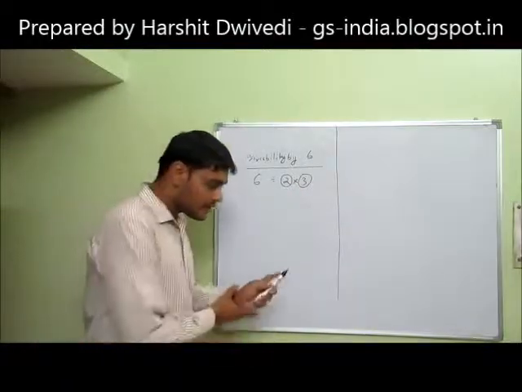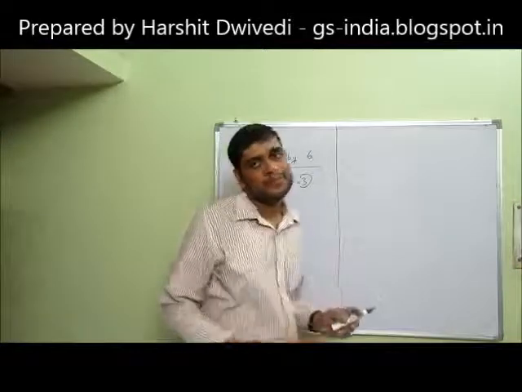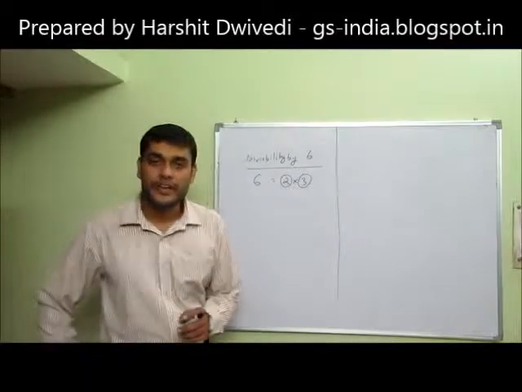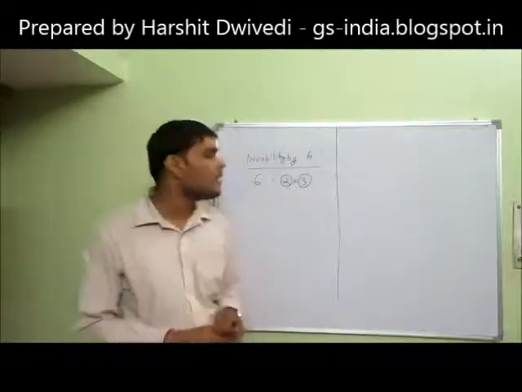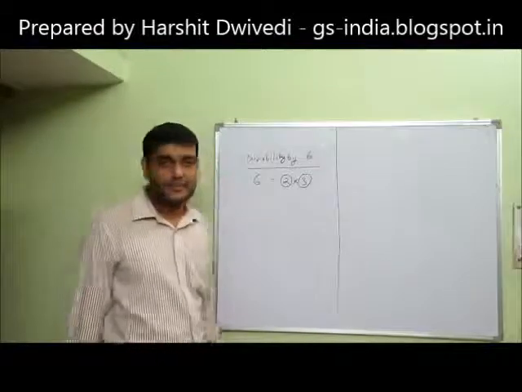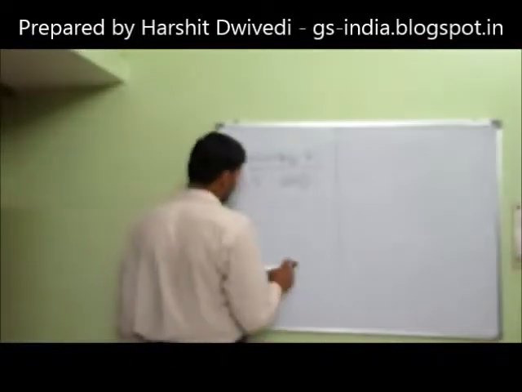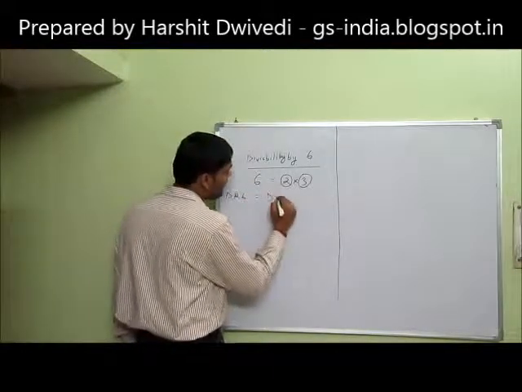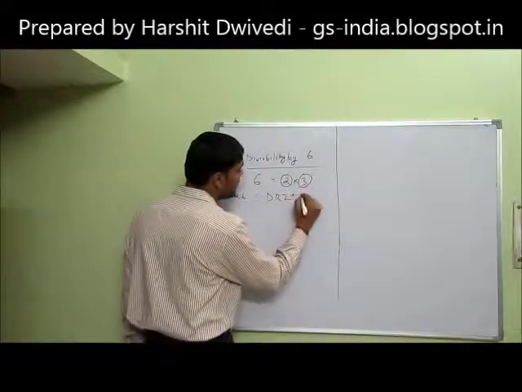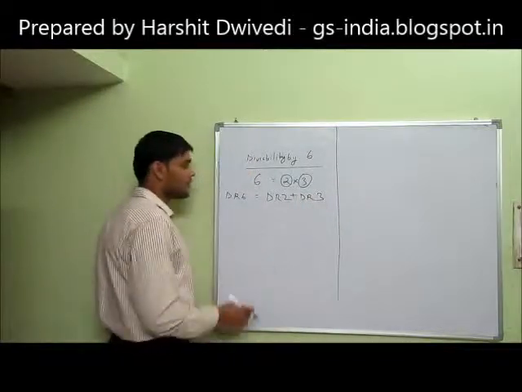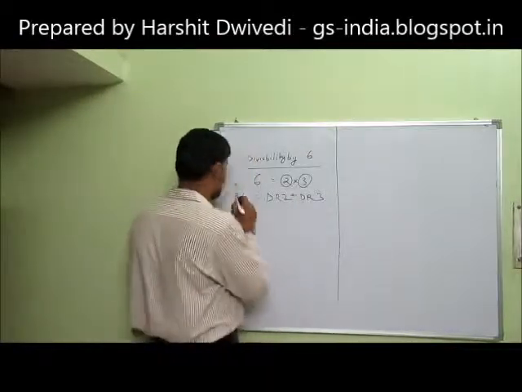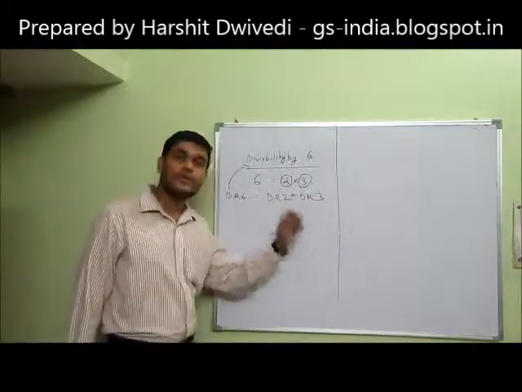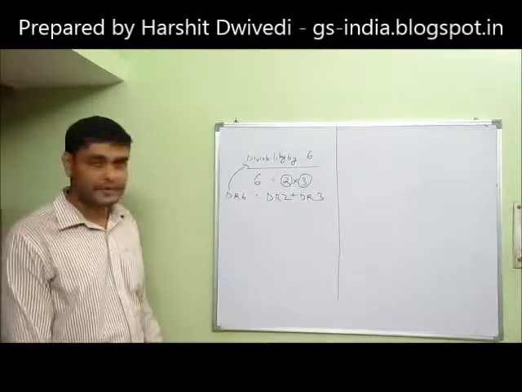That is, if any number n is divisible by k, then the number n will also be divisible by each and every factor of k. This I have told you while taking up the concept of prime factorization. So the divisibility rule of 6 is equal to the divisibility rule of 2 plus the divisibility rule of 3. Here DR represents divisibility rule.